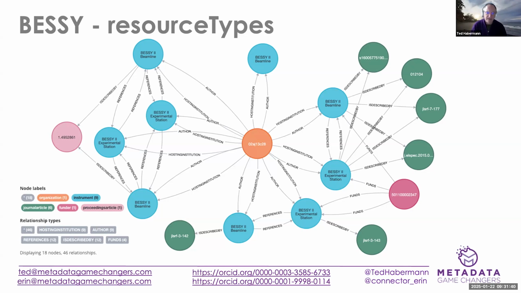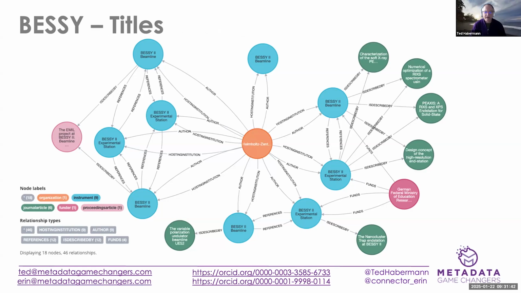And then finally, for humans, we have the final level, which is the titles of these things. So now we can see this is Helmholtz Zentrum in Berlin. We still have the beamlines with their titles, and then we have titles of papers. The green are papers that have used these instruments. And then on the right, there's a proceedings article.